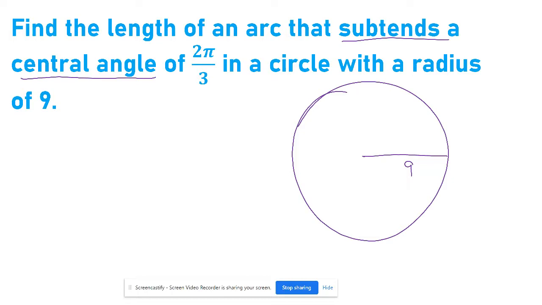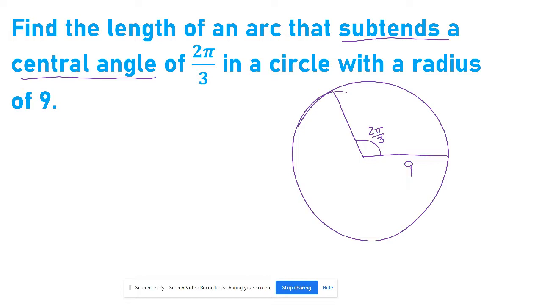And it says that the central angle. So a central angle is an angle that has a vertex at the center of the circle. And it says its measurement in radians is 2 pi over 3. So that would be somewhere in here. So this is going to be 2 pi over 3.